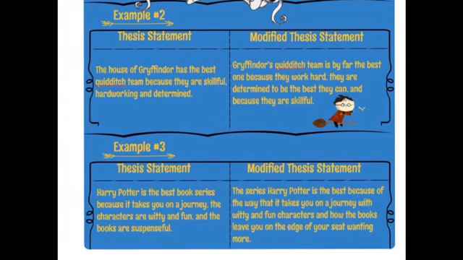Now, let's start the second example. So the thesis statement for the second example would be, the House of Gryffindor has the best Quidditch team because they're skillful, hardworking, and determined. Now, your modified thesis would be, Gryffindor's Quidditch team is by far the best one because they work hard, they are determined to be the best they can, and because they are skillful.